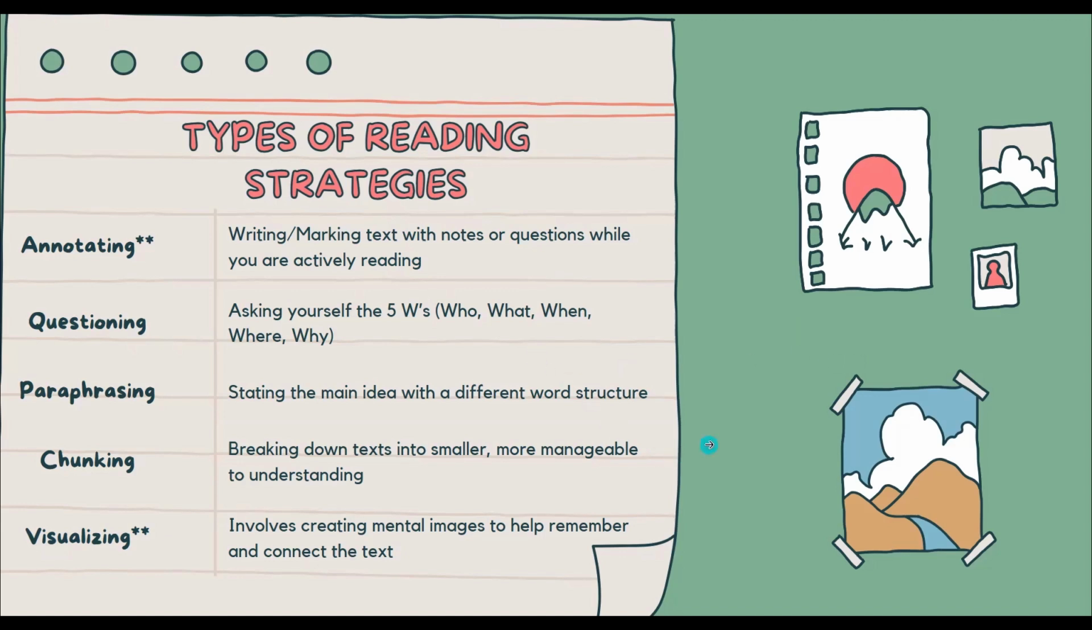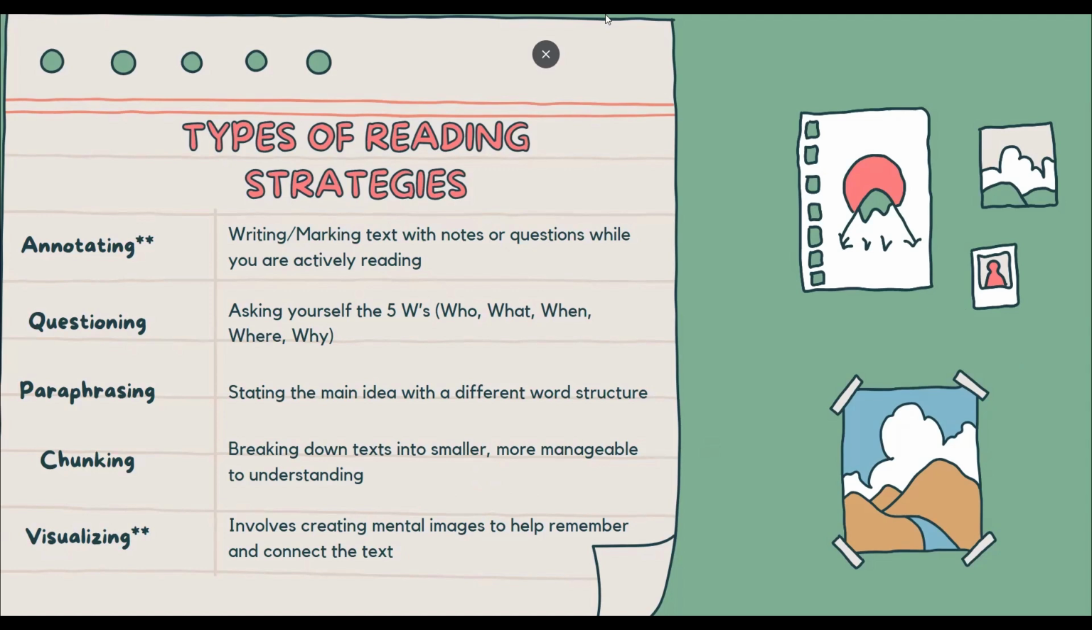Paraphrasing is stating your main idea with a different word structure. So you're taking a specific main idea and rewording it in a way that makes sense to you or makes it more understandable for you. That's paraphrasing. Chunking is breaking down text into even smaller text, and it becomes more manageable to understand. So if you take a whole paragraph and you divide it into three different main parts, that's what chunking is, and that's how you're able to retain information that way.